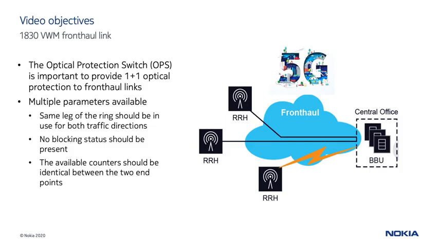Several parameters can be configured, and in this video, we'll explain how to properly check and configure it so that the traffic flows over the same side of the OPS ring, no blocking conditions are present, and the switching counters are set consistently on the two endpoints of the ring.